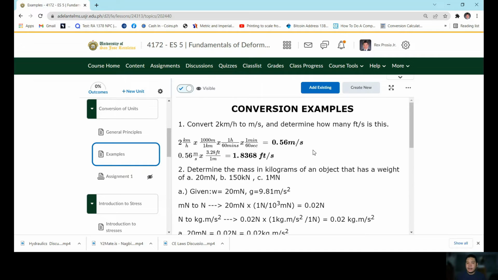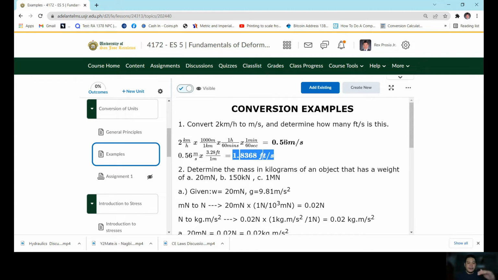So I would say, no, when you are still doing your solution, when you are still utilizing the decimal places of the solution, I would like you to utilize 4 decimal places. But if you are already in the final answer, I want the final answer to be 2 decimal places only. So since this is 6, round up, this should be 1.84 feet per second.